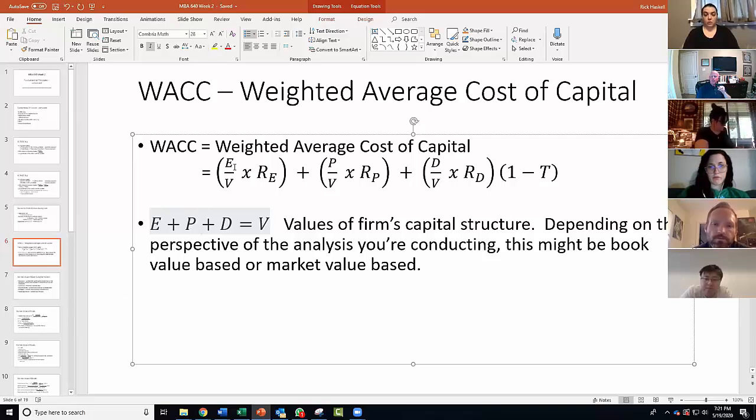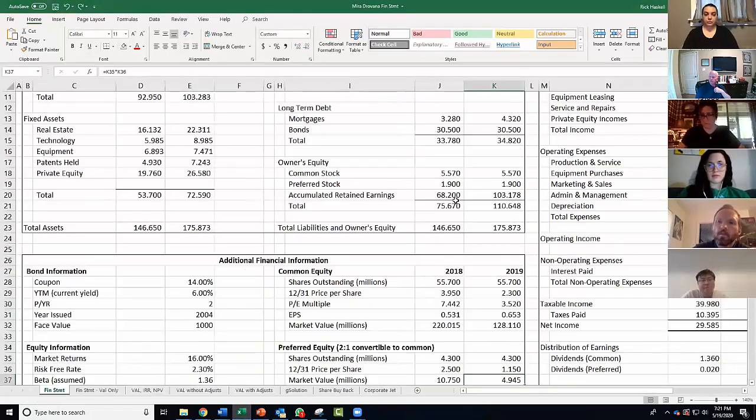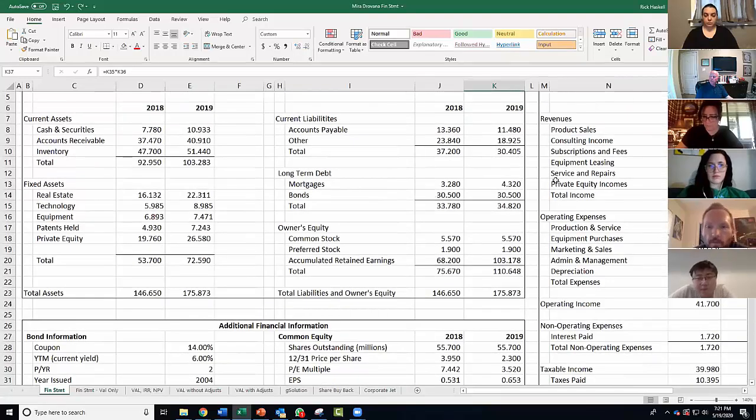Well, we just found E and we found P. How do we find D? So let's look at that for a moment. Well, D is going to be debt. So let's go back to the Marriage Ravana for a moment. And we see that on the balance sheet, Marriage Ravana has some mortgages and has some bonds. It could have just as easily had some bank loans. It could have had a credit line.